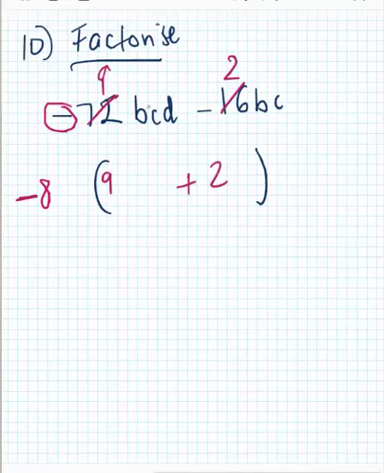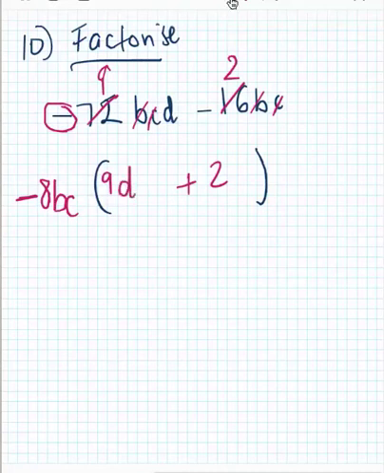Next, we've got 1b on this side and 1b on that side, so I can take out a b from both sides. That's my highest factor. Done. A c on both sides, I can take a c out. Done. And unfortunately, d is by itself, so d is just stuck there.